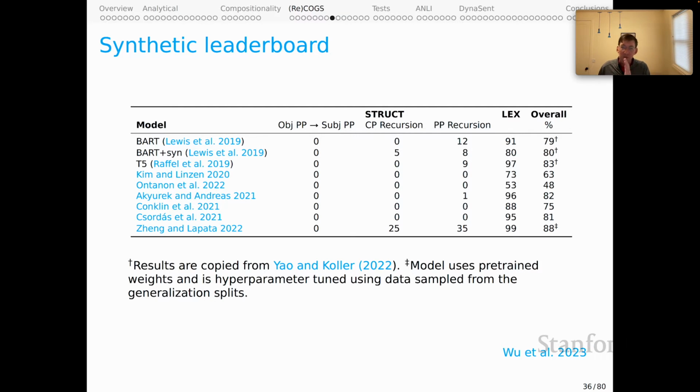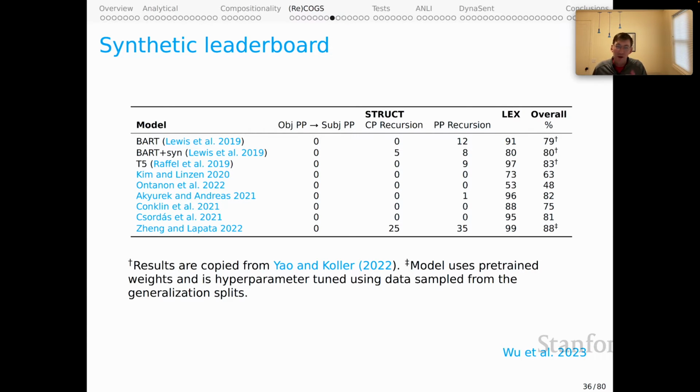But then travel with me further to the left from there to the 3 columns that we've called structural generalization tasks. Object PP to subject PP, column of all zeros. CP recursion, pretty much all zeros. PP recursion, a similarly dismal story. This looks to me like models are simply failing to get any traction at all. Something is systematically wrong. These are not just low numbers. This is an indication of something fundamentally being amiss about how these models are grappling with these COGS splits.